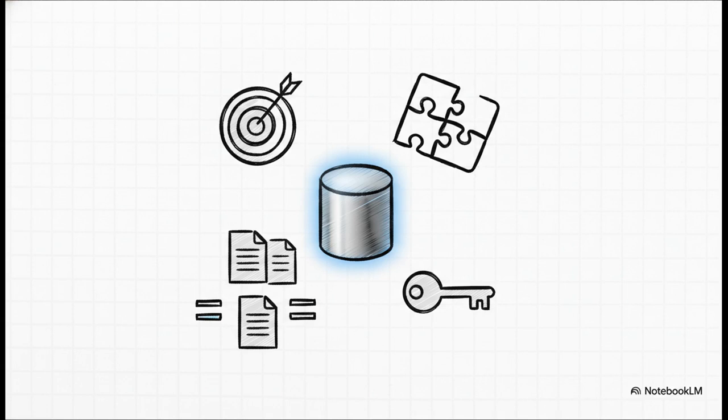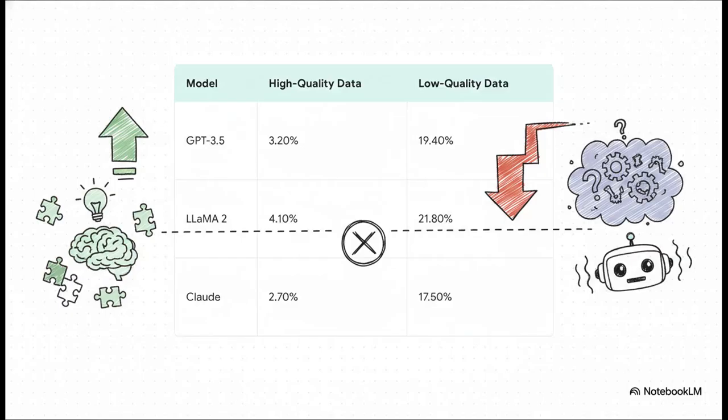So what do we even mean when we say high-quality data? It really boils down to four key things. The data has to be accurate, it needs to be complete, it needs to be consistent across all of your sources, and of course, it has to be directly relevant to whatever you're asking the AI to do. And this isn't just some theory. The evidence is absolutely staggering. Look at this. When a model like GPT 3.5 was fed high-quality curated data, its hallucination rate was just 3.2%. But with low-quality data, that rate exploded to over 19%. That's a dramatic drop of over 80%, and we're seeing similar results across a bunch of different models. The proof is right there in the numbers.